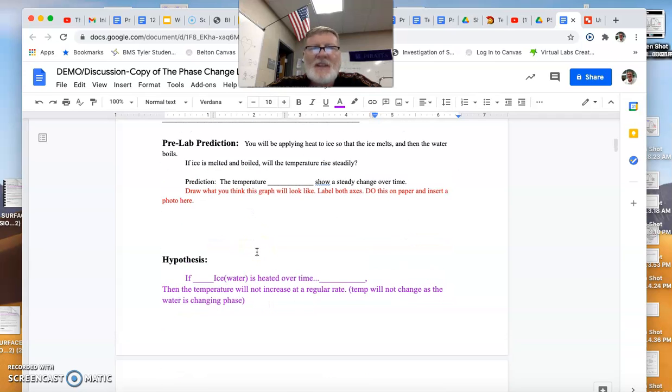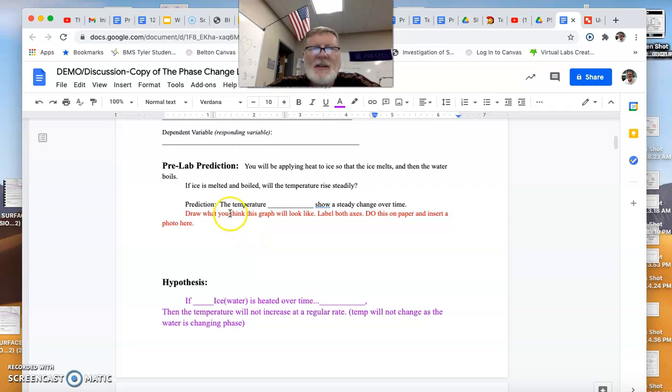And then I'd ask you to go ahead and predict if temperature will increase steadily or not over time as you heat ice until it boils. And so you could put the temperature will show a steady change over time, or the temperature will not show a steady change over time. And then if you want to try to represent that with a draw tool, show what that line might look like as you graph it.